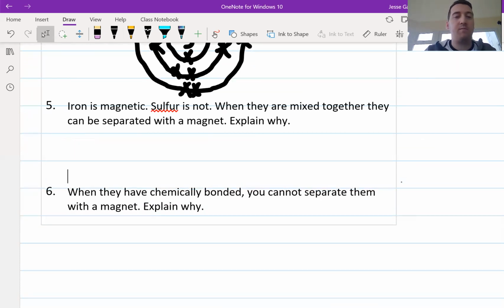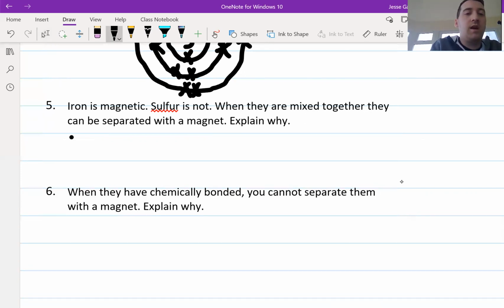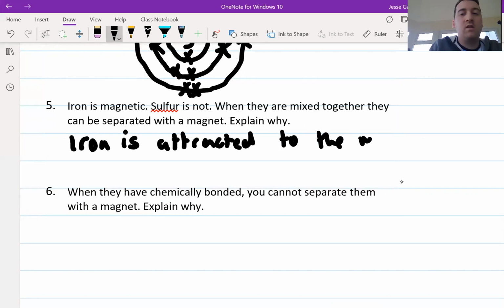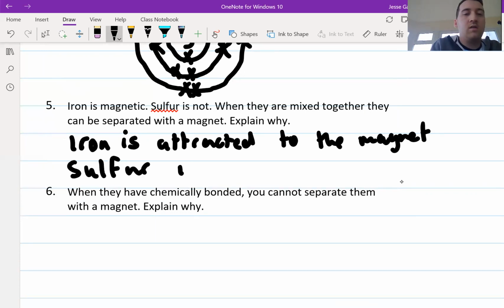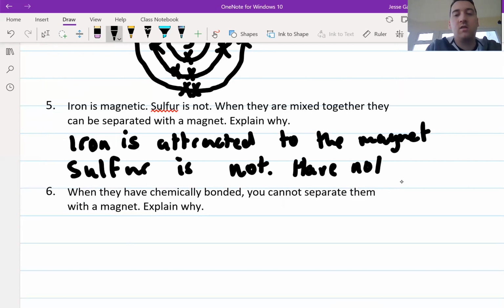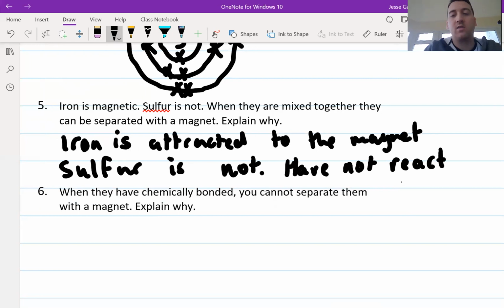So how can a magnet help separate this mixture? Well, they are mixed together. They are not chemically combined yet. It's only after a chemical reaction happens that the properties change. So when you just mix them together, they still have the properties of iron and sulfur. At this stage, iron is attracted to the magnet, but sulfur is not, so you can use the magnet to just pick out the iron. They have not reacted yet. They are still just iron and sulfur in a mixture.